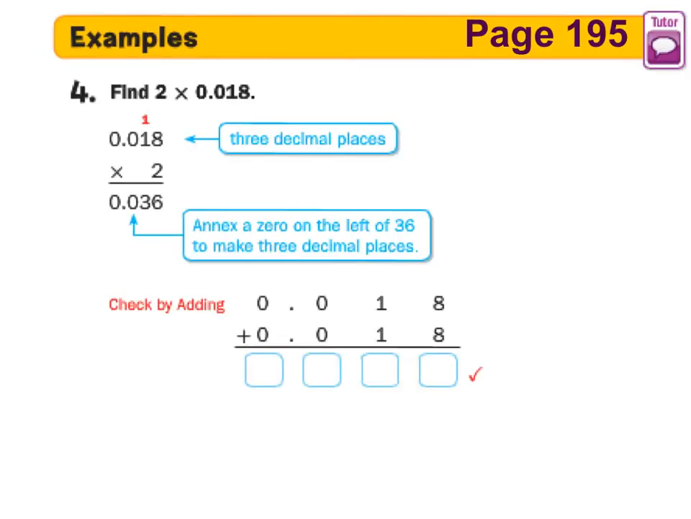I'm going to do the same procedure as before. I'm just going to take out my whole numbers and do 18 times 2.